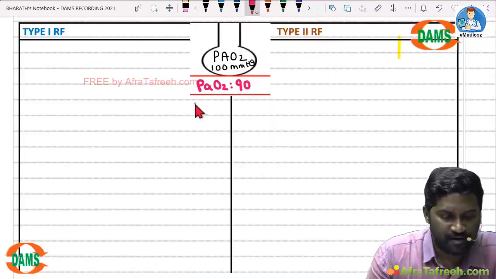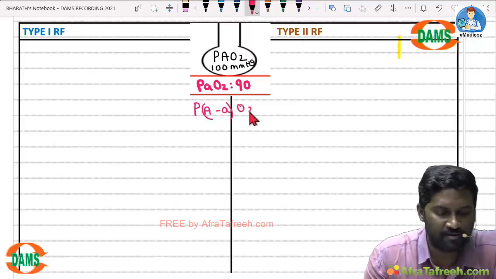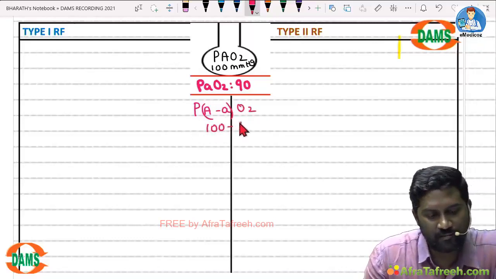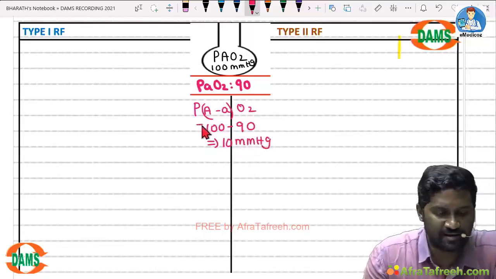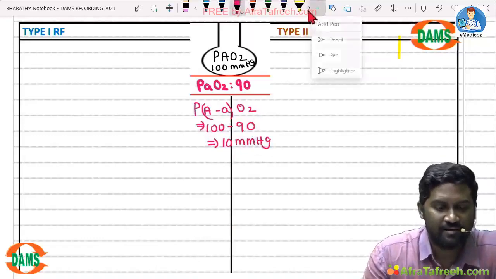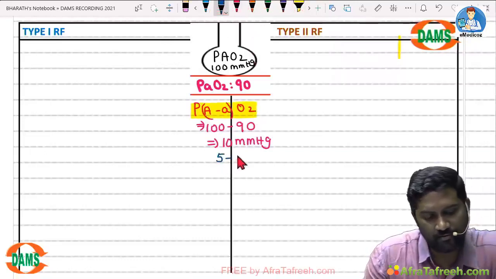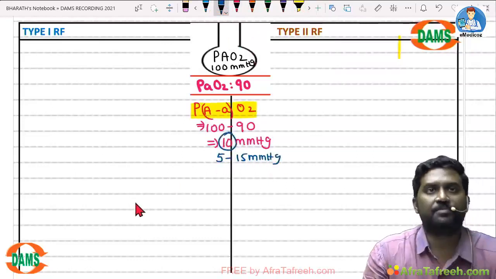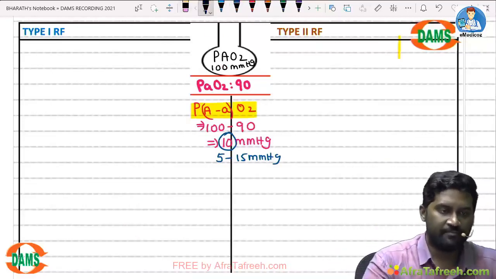Always between alveoli and artery there is an oxygen gradient difference, PAO2 minus PaO2, that is alveolar oxygen minus arterial oxygen. It will be about 10 mm Hg. This is called the alveolar arterial gradient. The range is usually 5 to 15 mm Hg, and the reference value we take is 10 mm Hg. This is what normally happens. Let us see what happens in type 1 respiratory failure.